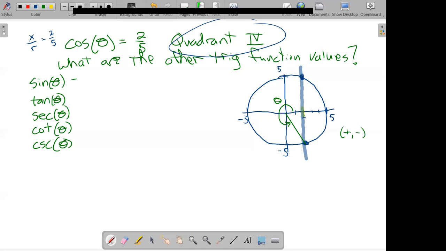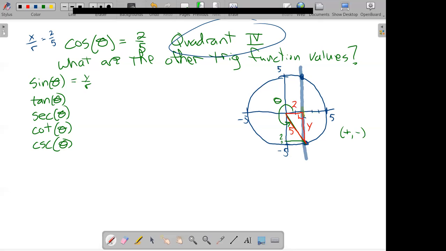So remember, the sine is the y value divided by the radius. So in this picture here, I don't know what the y value is. I've got to find the y value. Well, we can figure that out because we have a right triangle we can work with. So let's draw that right triangle. Here's x, here is y, there's my right angle, there's my radius. X is 2, I don't know y, I know the radius is 5.